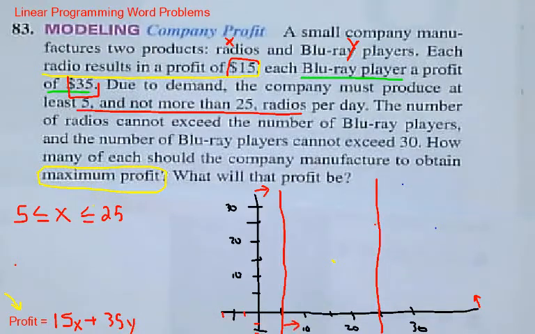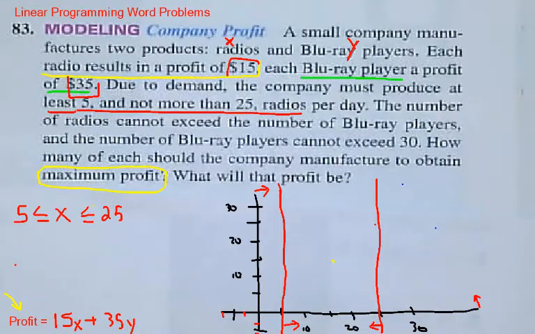So I can make 16 radios if I want to, or 10, or 22 radios, right? But I cannot make 3 radios. That's not allowed. I cannot make 27 radios. Why? Because it says that. The least amount is 5. The most is 25. So there's my first equation. And it happens to be 2 vertical lines. Okay? What's the next one?